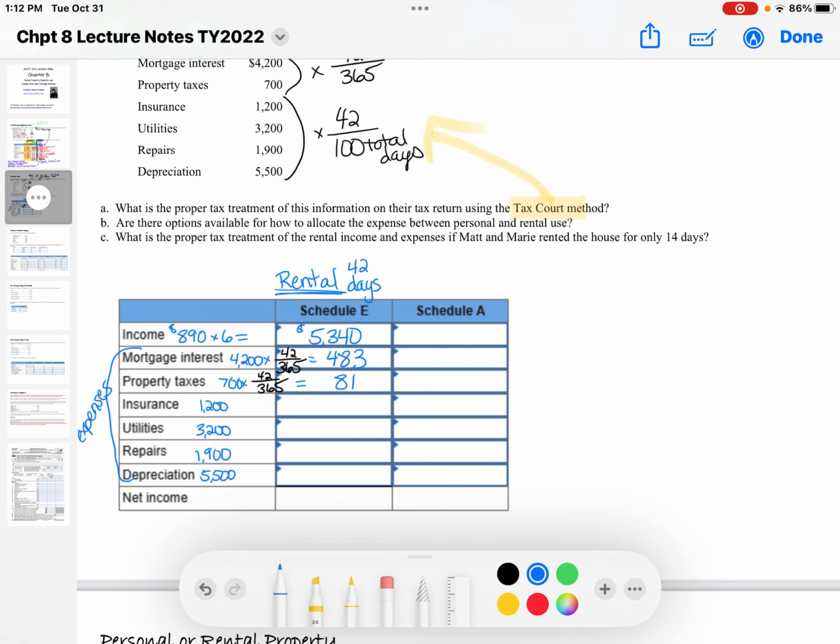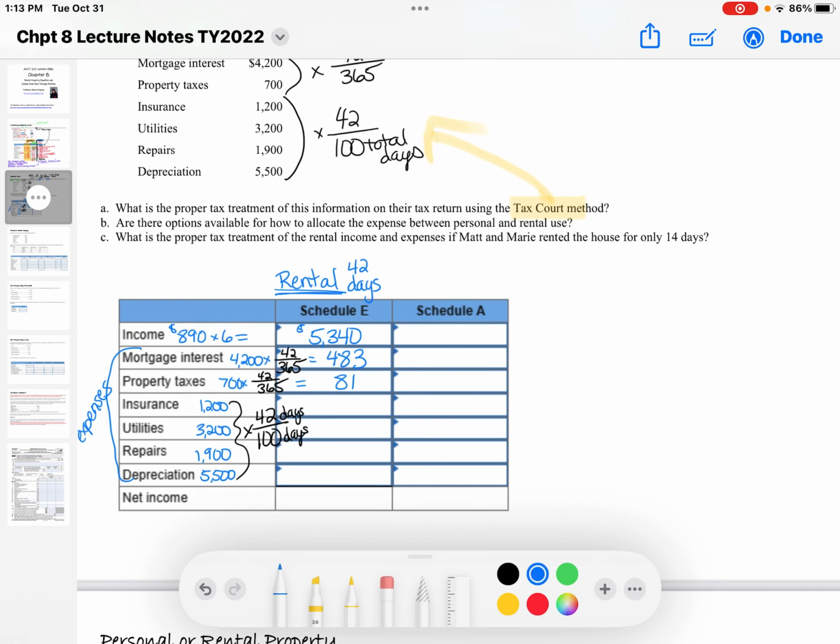Okay, all of these are going to be multiplied by 42 over 100. That's kind of hard to see. I changed my mind. Let's do it like this. All of these we're going to multiply by 42 days over 100 days. So these are our days.